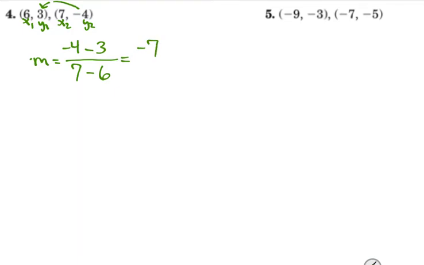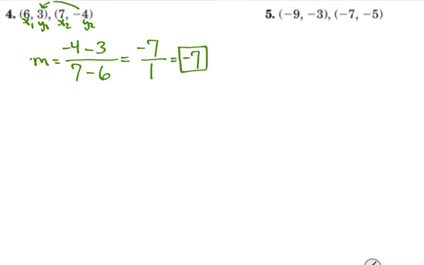Alright, let's do it from a pair of points. When we have a pair of points, we need to identify our x's and y's. Let's call this x1 and x2, this y1 and y2. So the slope is y2 minus y1 on top, so negative 4 minus 3 on top, and on bottom, it's going to be 7 minus 6. Negative 4 minus 3, they're both negative, so we add them together and get negative 7. 7 minus 6 is 1. This gives us a slope of negative 7.